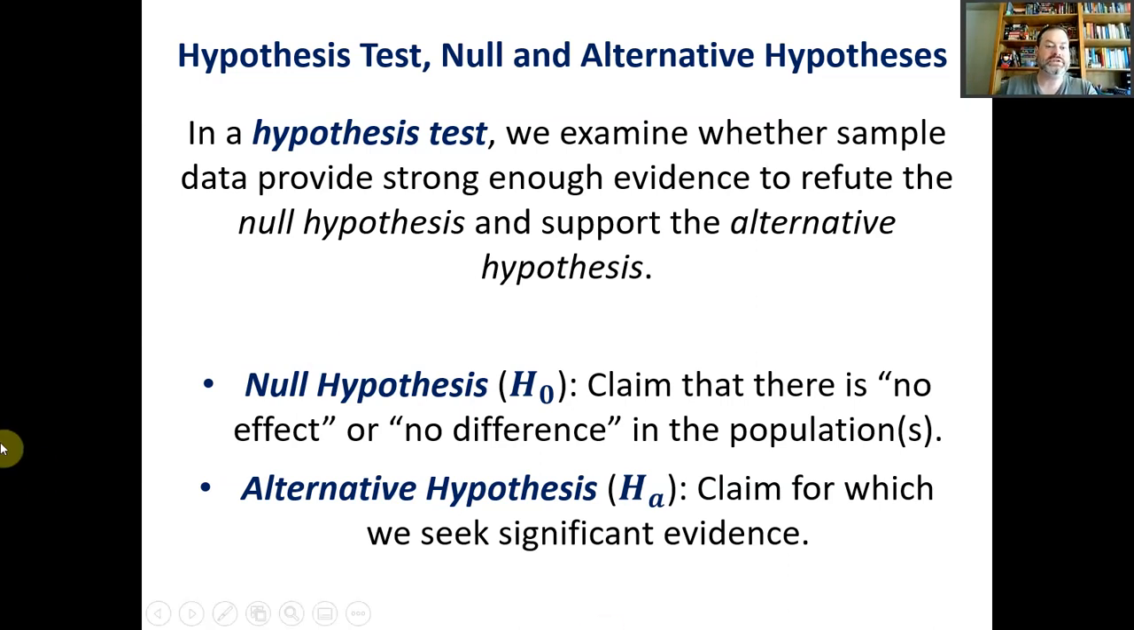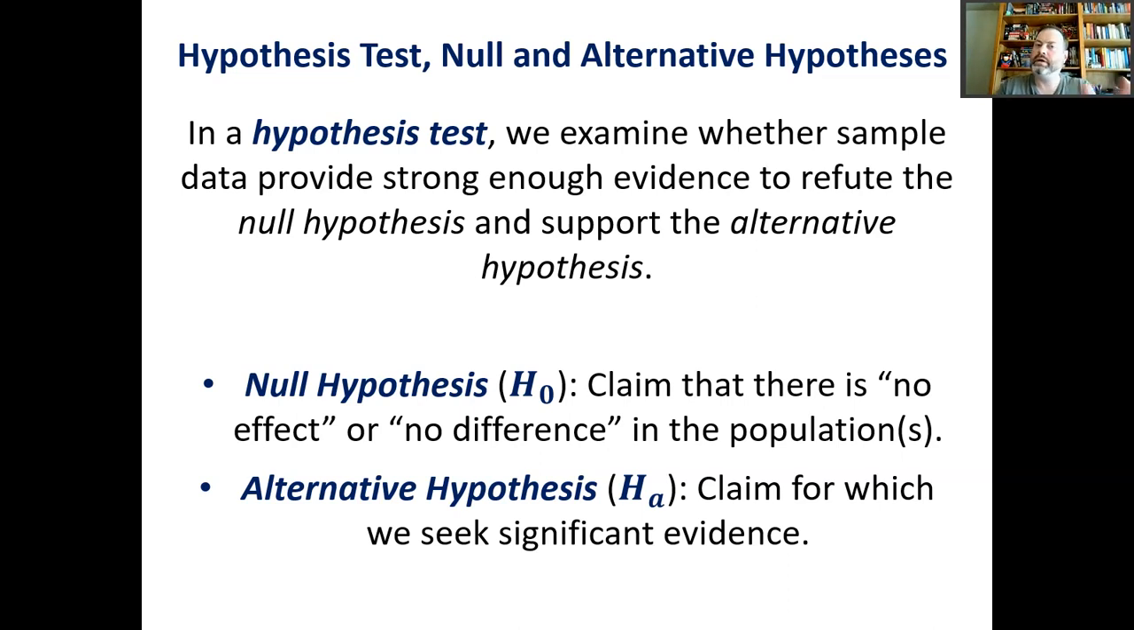So more definitions and terminology. Here is our definition for null hypothesis. We write H0, that's not an O, it's a 0. And it's called null because null is 0. The claim is there is no effect or no difference in the population or populations. Because you could be studying one population and you just want to know if there's an effect. But if you're studying two, we would say no difference. If you're studying one, you would say no effect. The alternative hypothesis is HA, the claim for which we seek significant evidence.